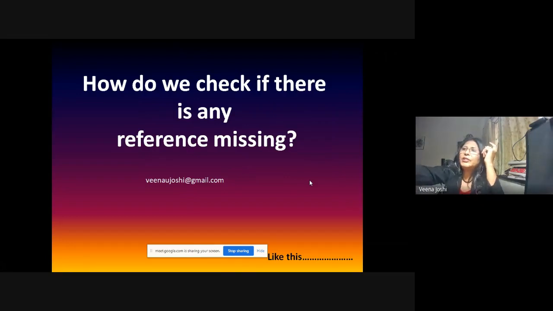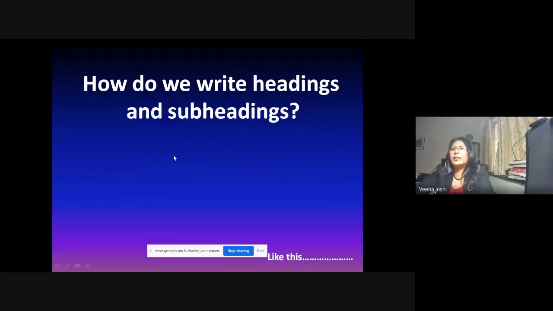How do we check if there is any reference missing? Well, it will take a lot of time for me to teach you this. So I skip it. How do we write heading and subheading? ये भी skip करती हूँ with one sentence.